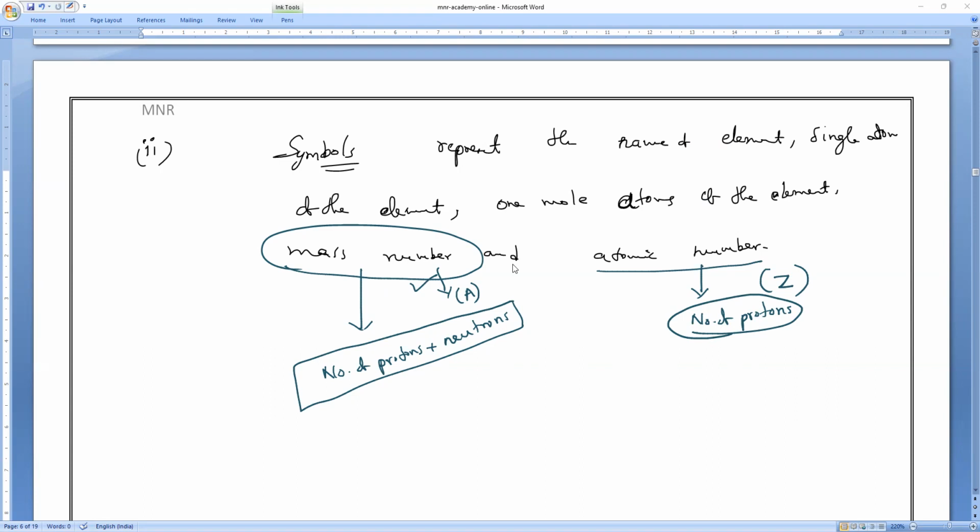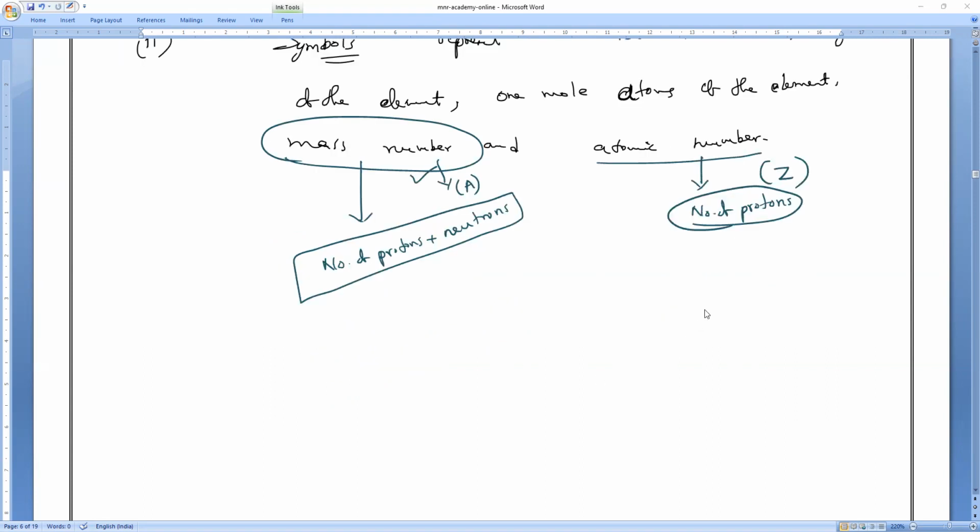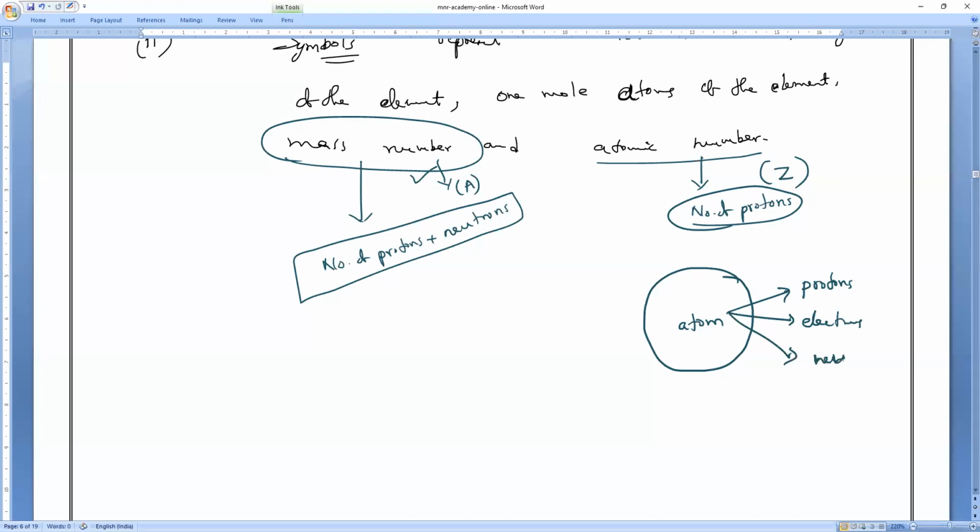So what does mass number mean? You know that an atom contains three subatomic particles. What are the three subatomic particles? An atom contains protons, electrons, and neutrons. So protons and neutrons together we call the mass number, and only protons we call the atomic number. Clear?